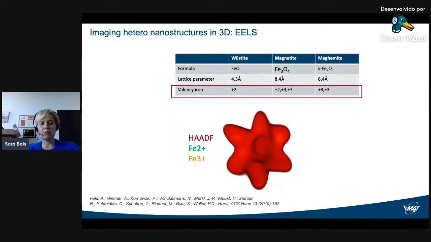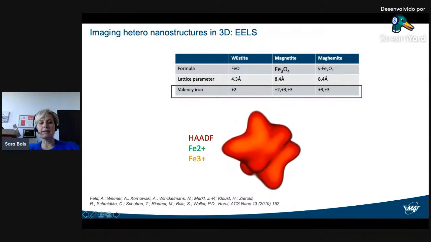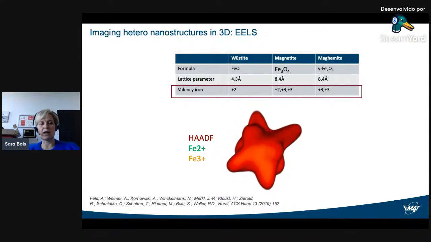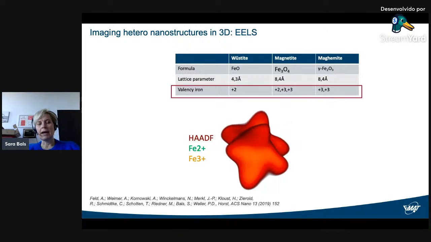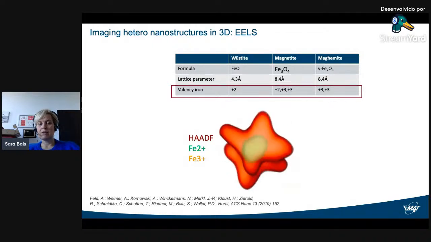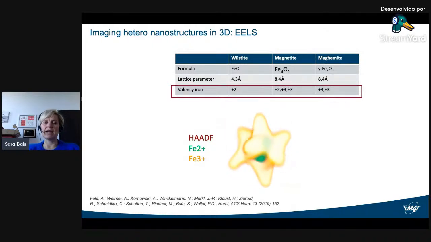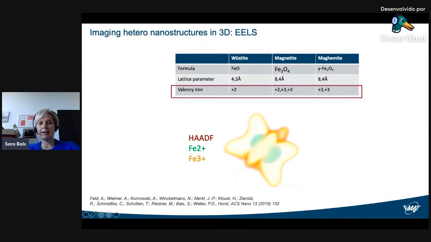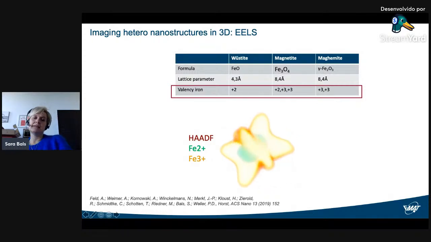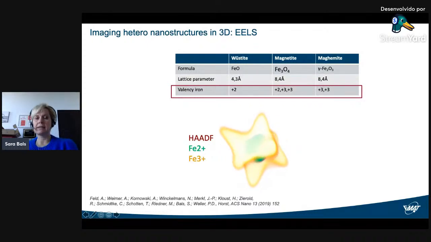And here is another more recent example where we investigated an iron oxide nanostar. These are used for hyperthermal cancer treatment. And we wanted to distinguish between the core and the shell. These are two different iron oxide phases. And very often, this is very difficult to do because you can see here that specific iron oxide nanophases have very resembling lattice parameters. So here we made a difference by looking at the difference in the valence.